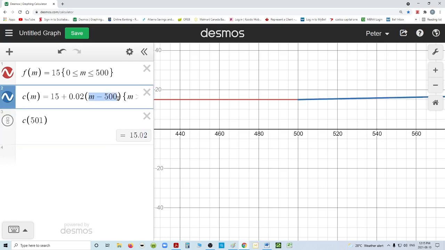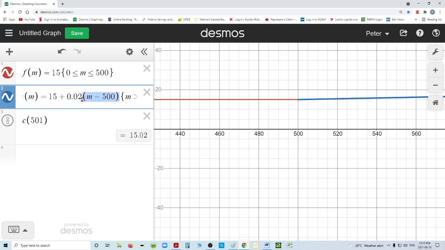Why did I do m minus 500 here? Because the first 500 minutes are included in the 15, and you're only charged 2 cents for each minute after 500. So you have to do m minus 500 because we've hit 500 and more, and you've got to do it for each minute.